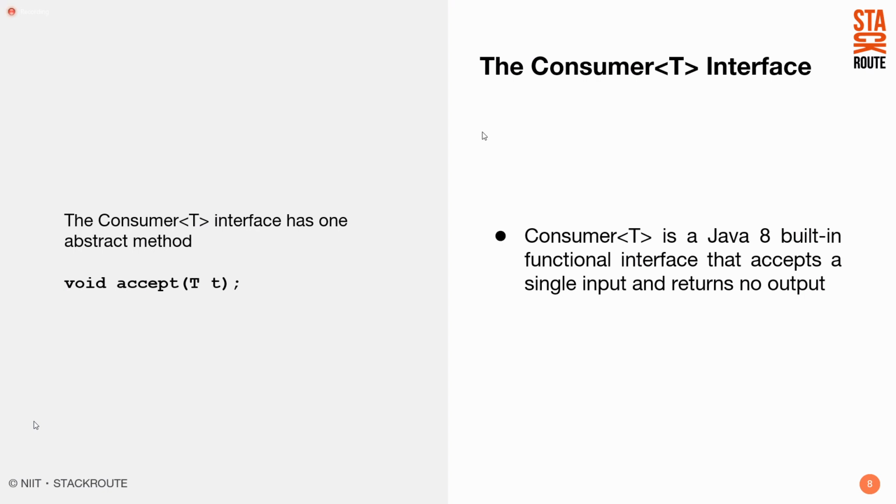Consumer is a Java 8 built-in functional interface that accepts a single input and returns no output. Nothing we want from consumer. Consumer is going to get the service, that's all. So listen carefully. Consumer is a functional interface that accepts one single input. Is there any output? Can I return anything from the consumer? No.